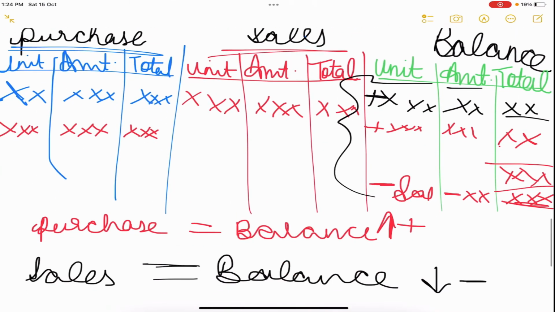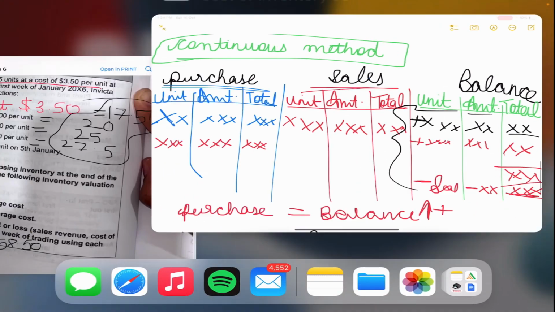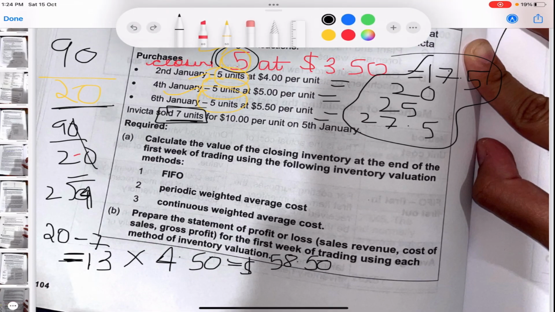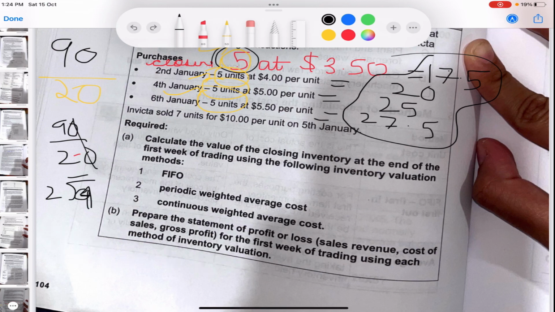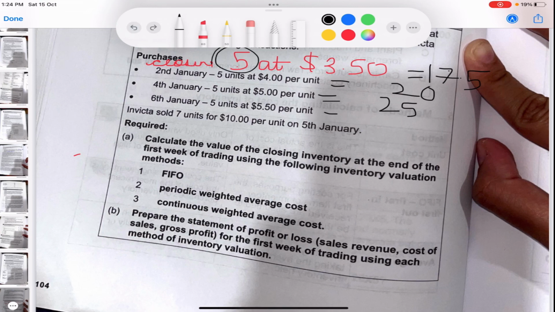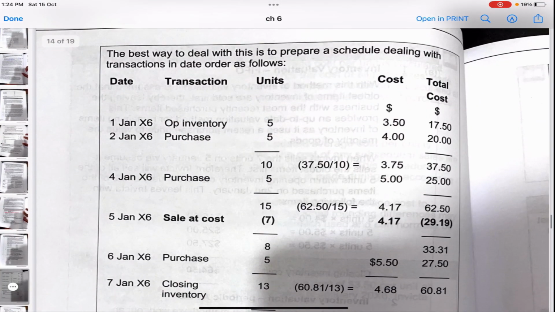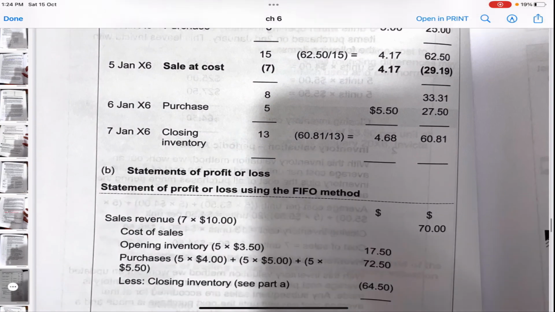So now we are just left with solving questions using the continuous method, which we will be doing right now. After doing that, what is left with us? Preparing the statement of P&L, and that's easy. Honestly, your paper is an objective question paper, so you won't be asked to make the accounts, but there might be a fill in the blanks, so we will be doing that. It's also easy again, there's nothing to worry about.